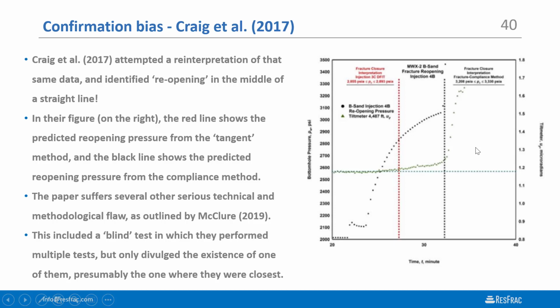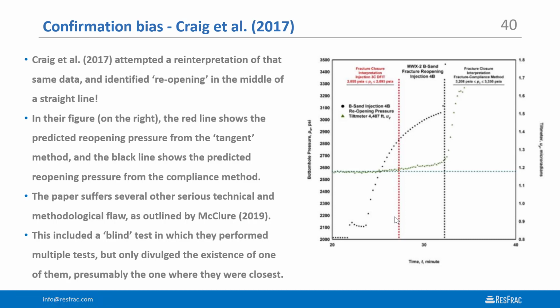I would take this as a validation of the fracture compliance method and a pretty clear refutation of the tangent method, which is basically picking a pressure that's right in the middle of nothing. Yet amazingly, these authors claimed that this data right here is supporting their interpretation, that they think that the green line shows that this is the fracture reopening pressure. So I would offer that this is simply confirmation bias.